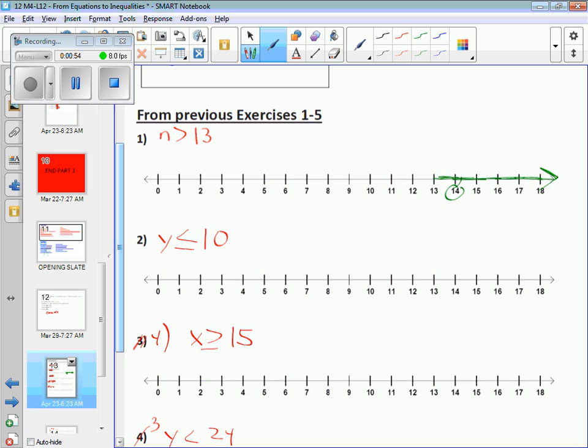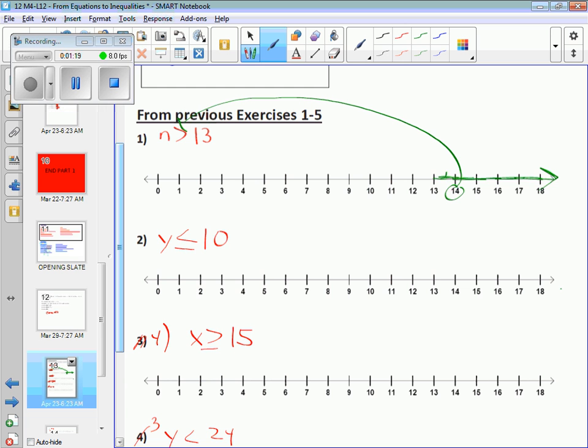14, if I substitute it in, does it make it true? 15, 16. What about 13 and a half, which would be right about here? Yes. Does it include 13? No. How do you know? There's no line underneath this, right? So it does not include 13.